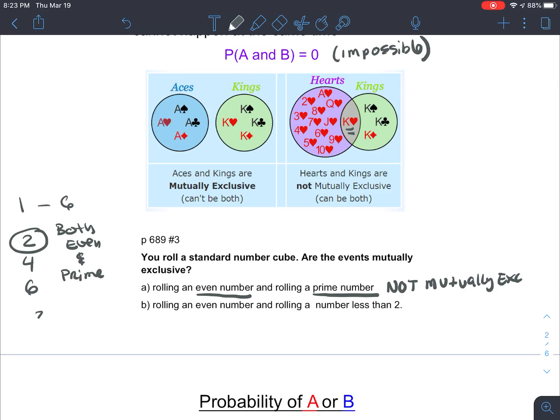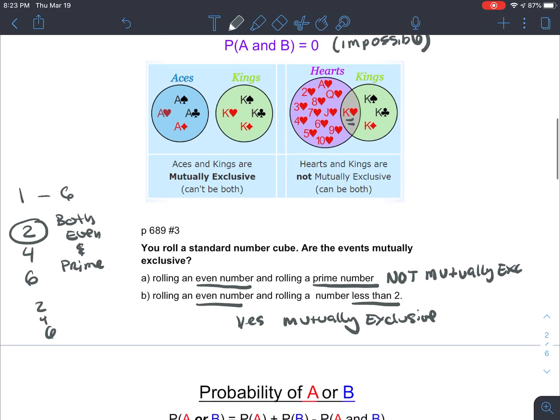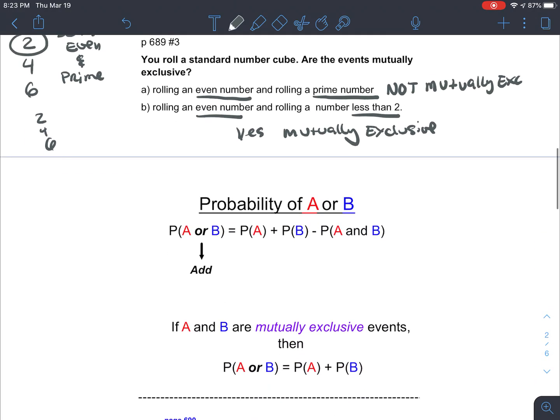We're back at that list of even numbers: 2, 4, and 6. Are any of those numbers less than 2? And the answer is no. There's only one number on the number cube that works, which is 1, and that is not even. So these two events are mutually exclusive. Okay, so again, mutually exclusive means that they cannot happen at the same time.